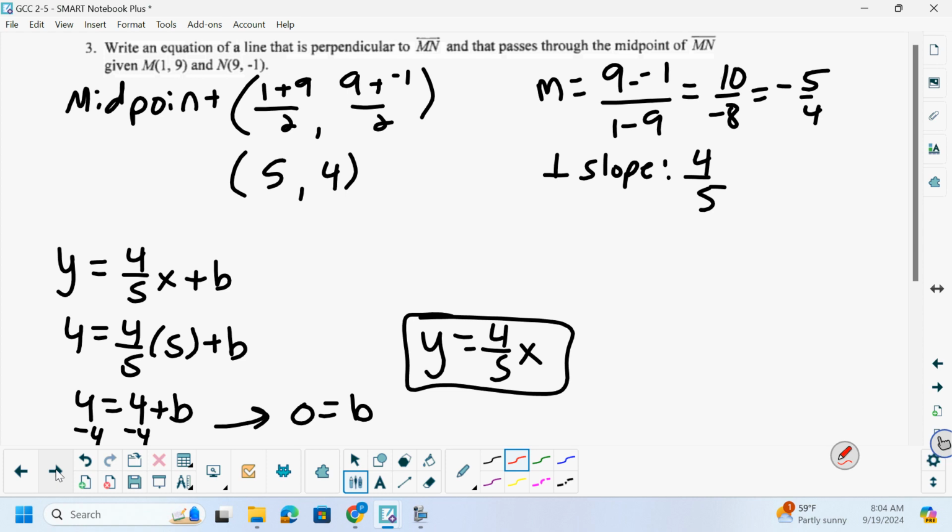So we've got to change the sign of the slope. The original slope was negative. Our new slope will be positive. And we got to flip the fraction. So we get +4/5. We will now use that perpendicular slope, and we will use the midpoint as our x and y. So we have y equals 4/5 x plus b. Fill in your x and y and solve for b, you get b is 0. So we just have y equals 4/5 x. If you put a plus 0 on the end, that's perfectly fine, but plus 0 is not doing anything, so you don't necessarily need to have that there.